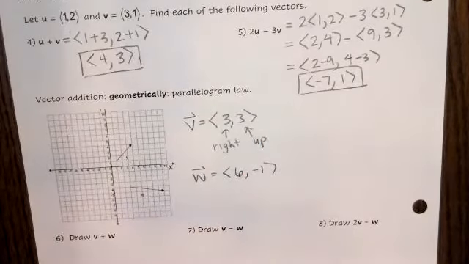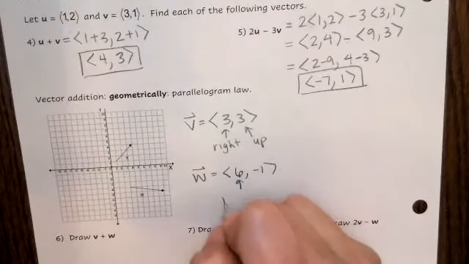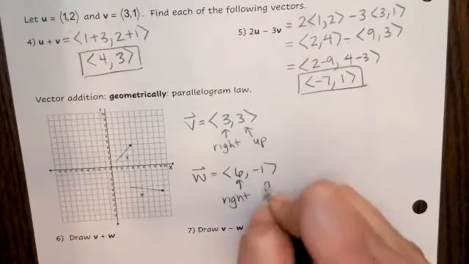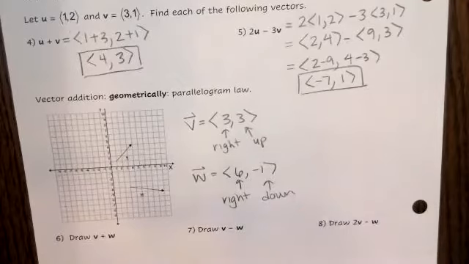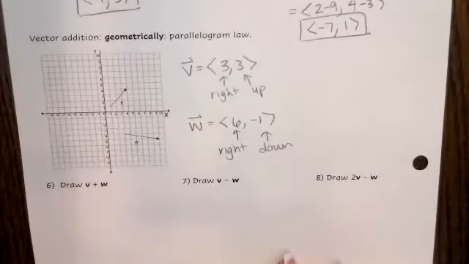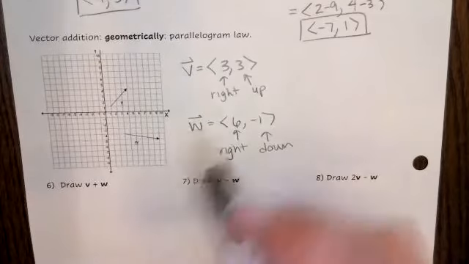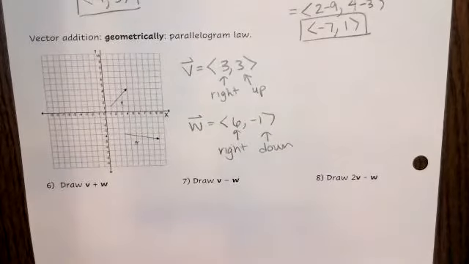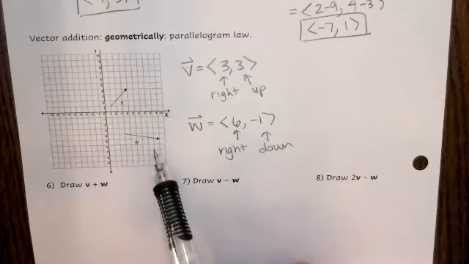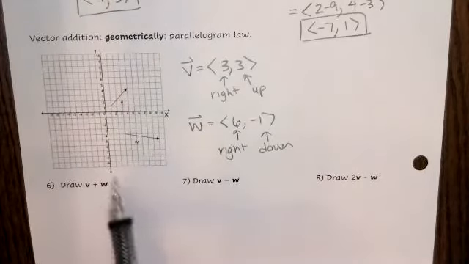So there's its direction. This is right. And that is down since it's negative. So if you were going to do it solely geometrically, you don't need that, but I'm going to show you both ways as we go through this, just so you see where that's coming from. So this is vector v and this is vector w. And the first thing we want to do is draw v plus w.